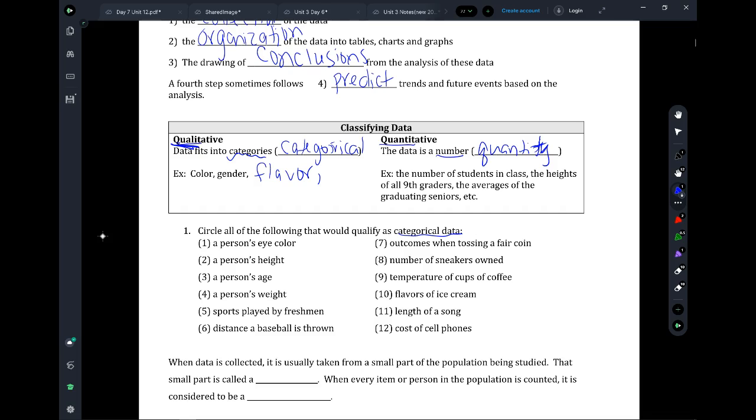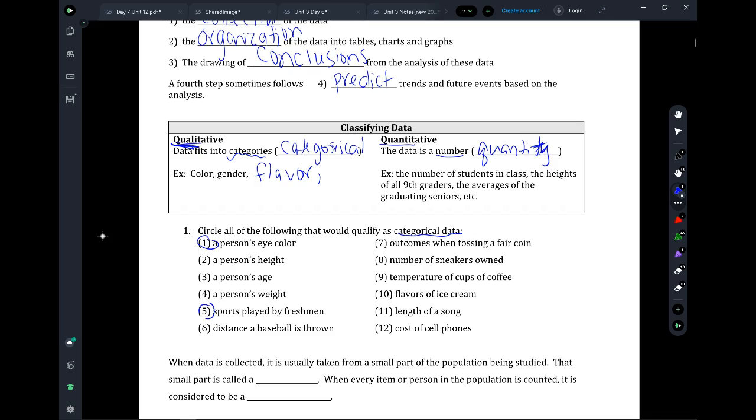Okay, so hopefully you got a chance to take a look. Categorical data, remember, you want to fit into a category. So anything to do with numbers, we're not going to pick. So a person's eye color, that's definitely categorical. Height, unfortunately, is a number. Age is a number. Weight is a number. But type of sports they might play, that's definitely a category. A distance that's thrown, that's a number.